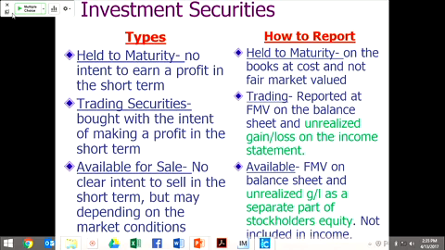Watch the class capture if you were not able to be here, so you can catch up to where we are today. But we had 3 different types of marketable securities. What are they? What were the 3 types?